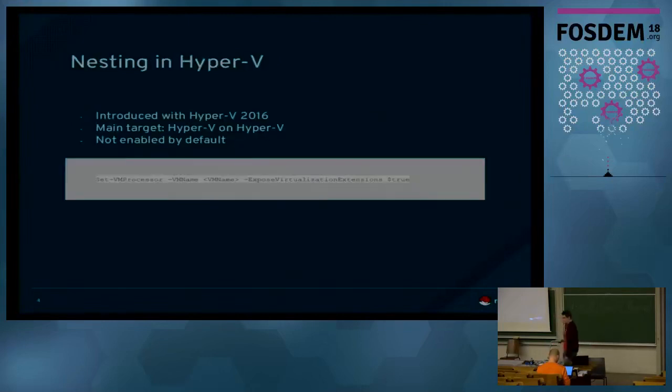So, nesting in Hyper-V. It's relatively new. They only added it in 2016, and they were mainly targeting running Hyper-V in Hyper-V. Why did they do that? At least what they told me is that their main driver was that in this 2016 family of Windows, even the proprietary one, they added some security features which are virtualization based.